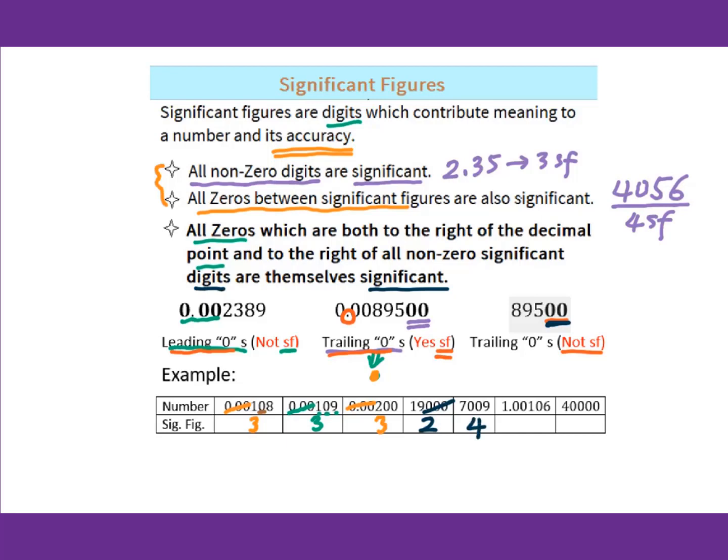This will be 4, definitely. These 2 zeros between 2 non-zero digits will be counted as significant figures. For this number, we have 1.00106. We count all these as significant figures. So we have 1, 2, 3, 4, 5, 6. For the last one, this is a trailing zero, and we don't have a decimal point, so it's not significant. We only have one significant figure.